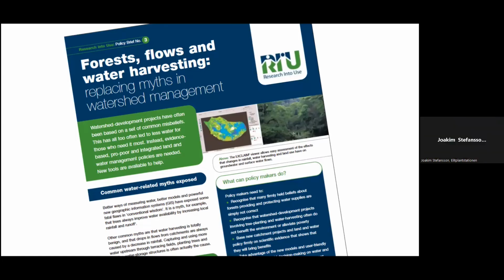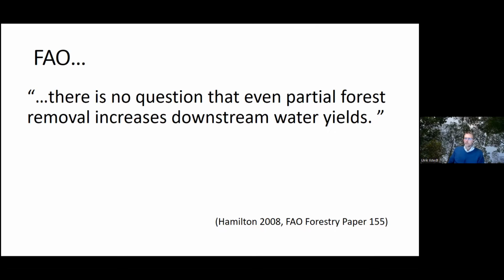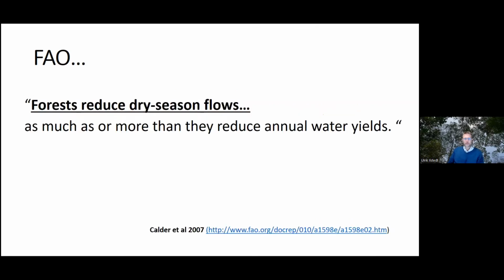And this reached up all the way to policy organizations such as FAO, that in their reports and their recommendations, were saying things like this: that there is no question that even partial forest removal increased downstream water yields. And even further than that, even dry season flows are also reduced as much or more.